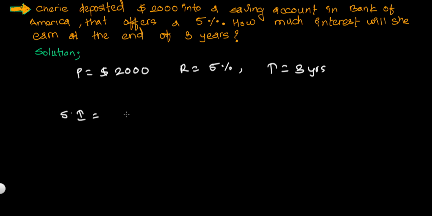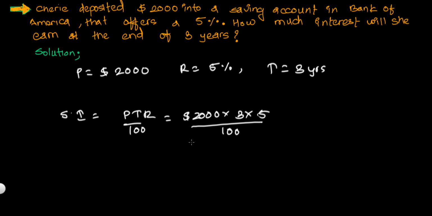Our simple interest will be PTR over 100. So P is $2,000 times T, which is 3, times the rate, 5 over 100. So it will be $300. In this way we can find the simple interest of Cherry after 3 years when she deposits this amount in Bank of America for 3 years.